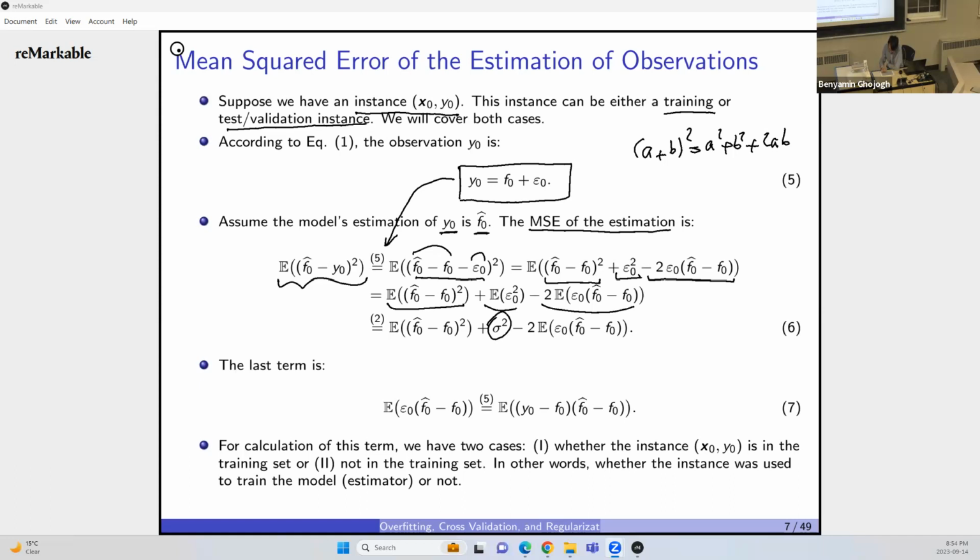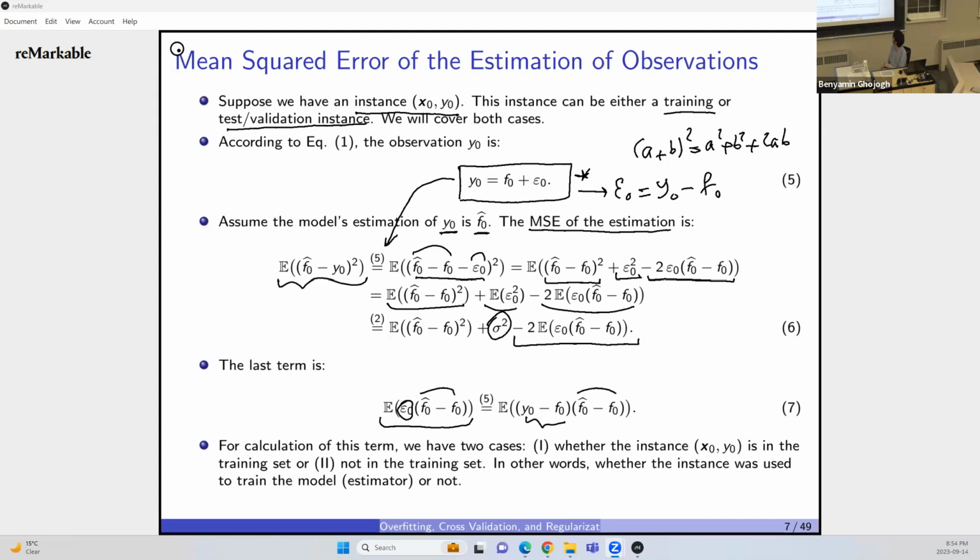Now the last term, consider this last term. Let's discuss the last. Okay, so I'm writing it here without minus 2 behind it. According to equation 5, which is this, rather than epsilon 0, I can restate it, right? I can say epsilon 0 is y0 minus f0. So rather than epsilon 0, I put y0 minus f0, right? And this is the same as before.